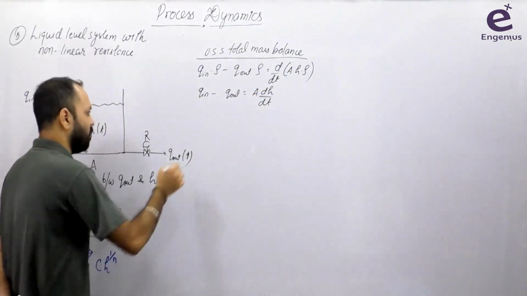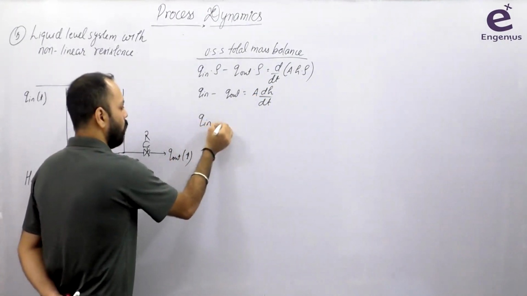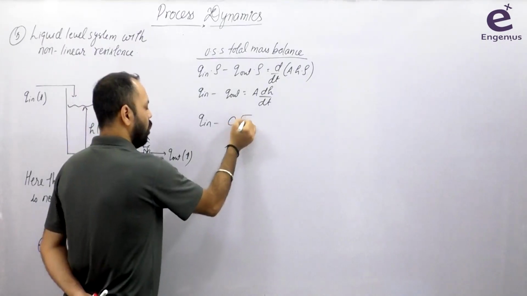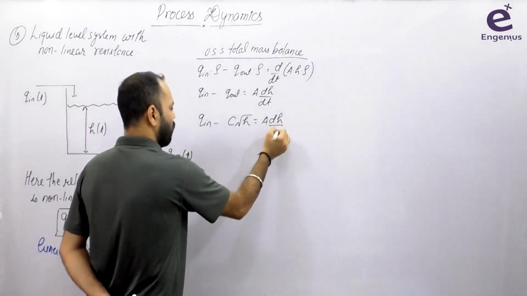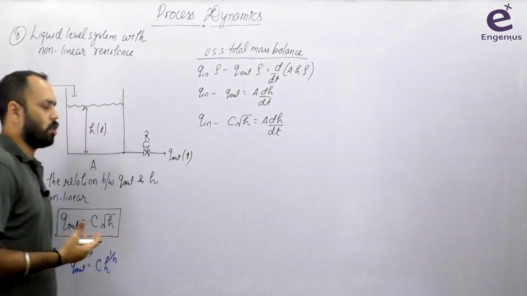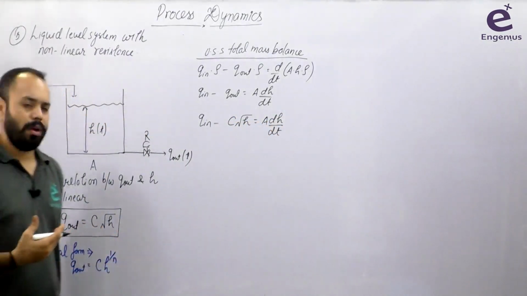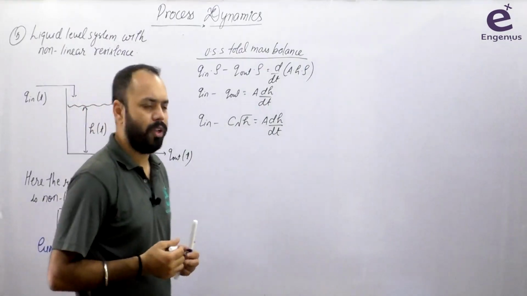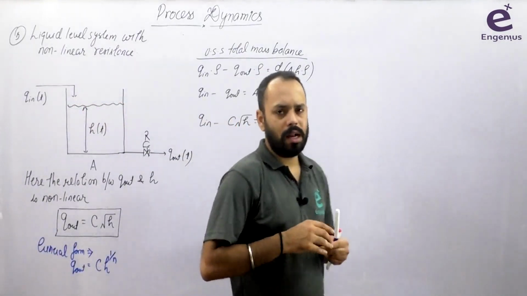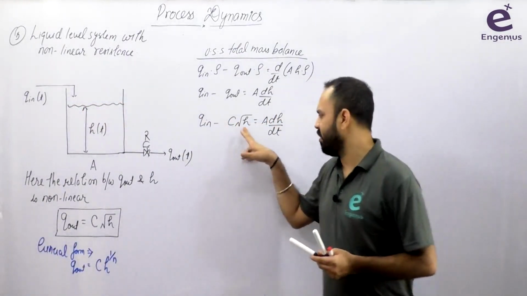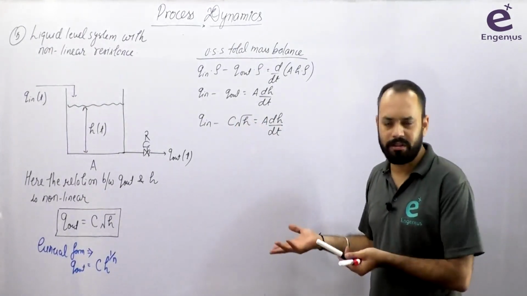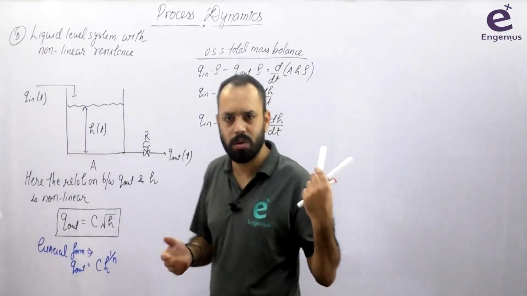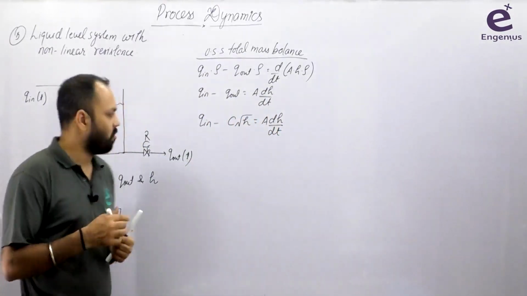Now Q out has this relation, so I will write Q in minus C root H. You may ask कि सर अभी आपने ऐसा क्यों कर दिया, आपने पिछली बार तो बाद में पुट किया था. Doesn't matter. In the last discussion, I had discussed how we can decide the output variable. That is why I did this step after writing the deviation variable. You can do here as well. After writing the deviation variable, you can do this. Doesn't matter. कोई फर्क नहीं पड़ेगा उससे, ठीक है?